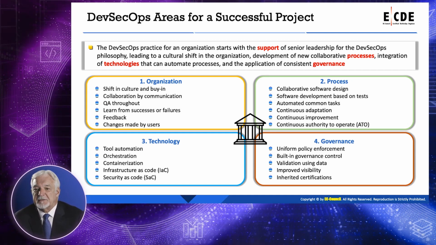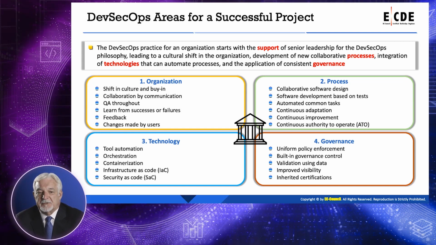As far as process goes, we look at collaborative software design, software development based on testing, the automation of common tasks, continuous adaptation of the environment to the requirements of security or the application or whatever. But you look for a constantly adapting environment and a continuously improving one. And you have a continuous authority to operate and move forward throughout the processes.